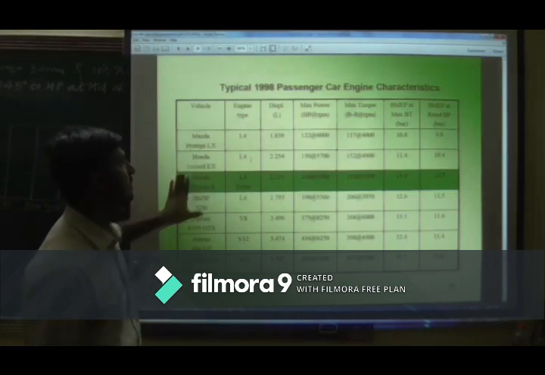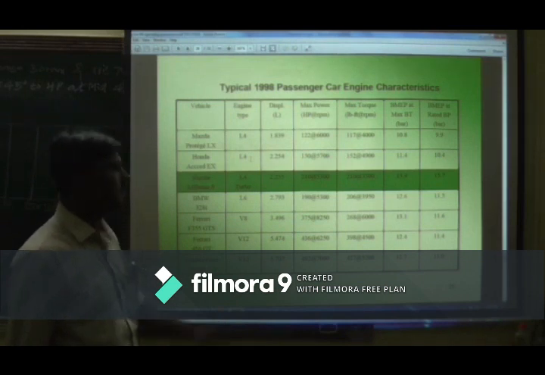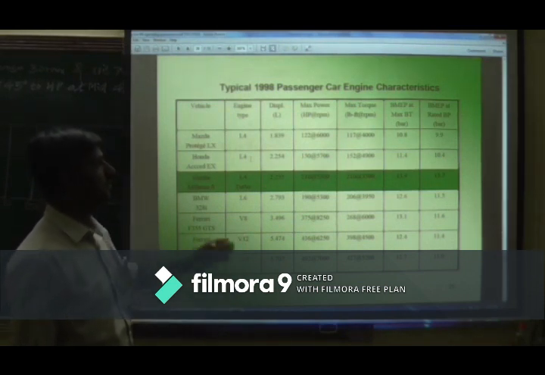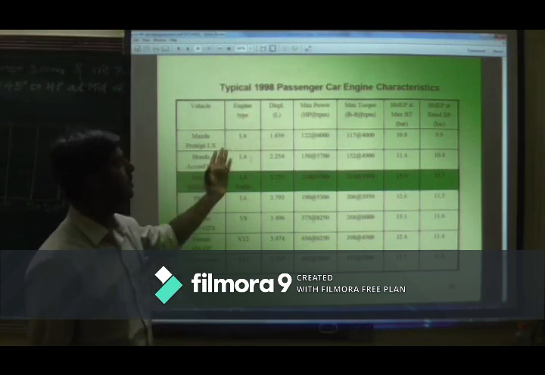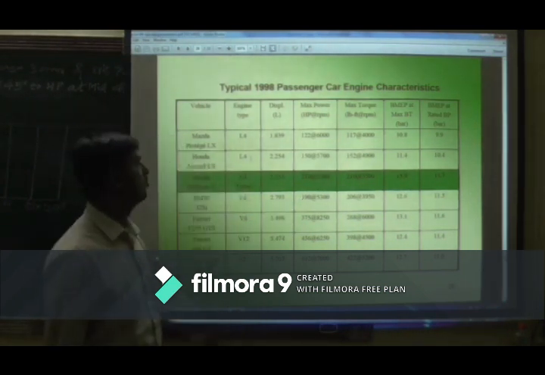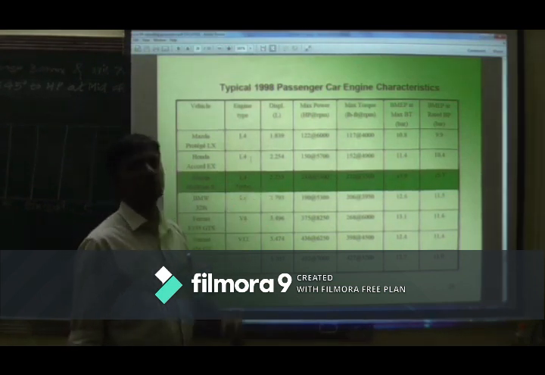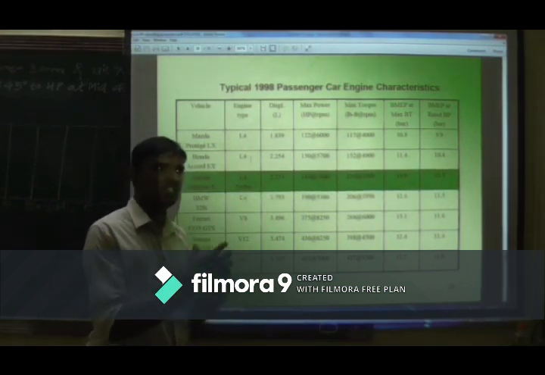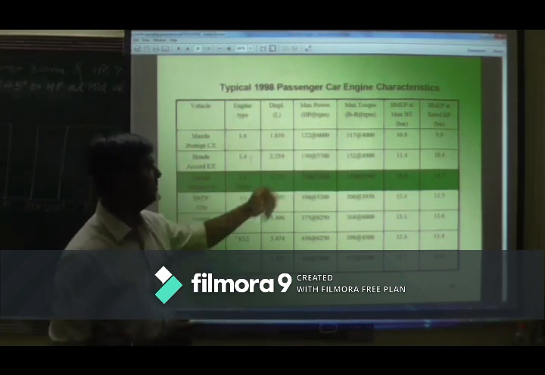For various vehicles, various characteristics are given. This is a very important chart, because when we buy one motorcycle or one car, we go through these various specifications. So we should know what these various specifications are. From where have we got these specifications? By doing engine performance analysis, we get these various parameters.